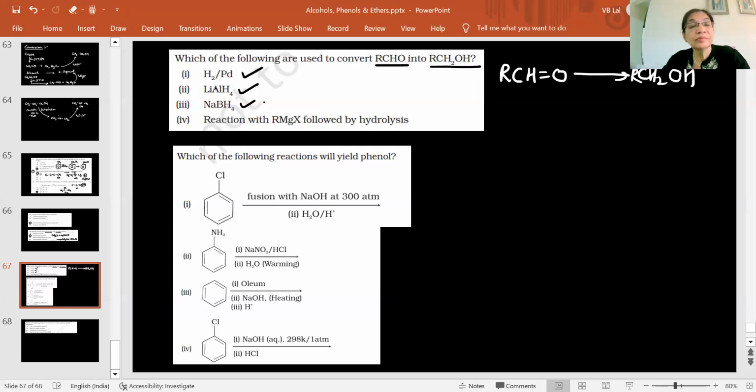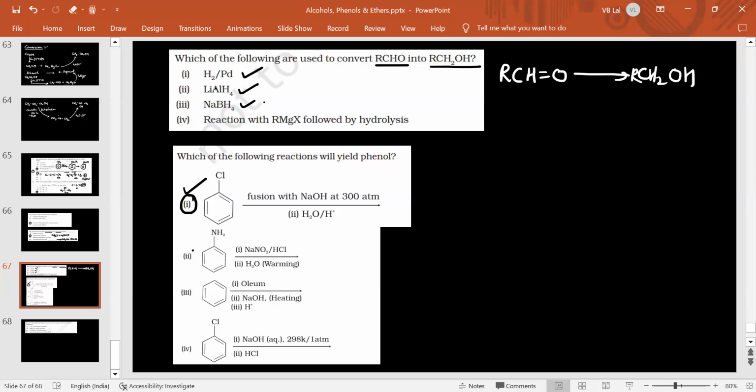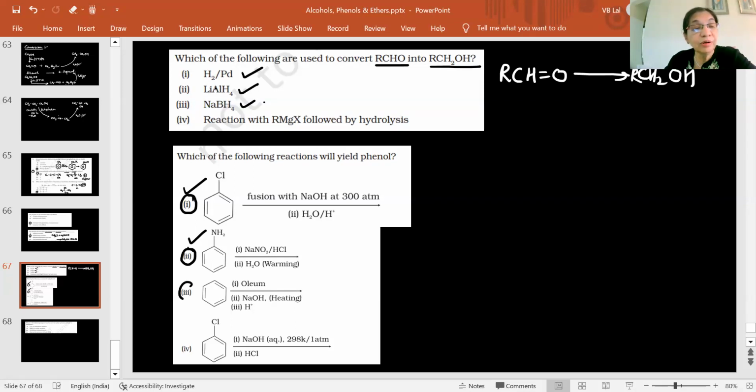Quickly. Yes, ma'am. Yes, the first one can give phenol. This is correct. What about the second one? Will it give phenol? Sai Kalyan, will it give phenol? Yes, ma'am. Yes, the second one will also give phenol. Third one, will it give phenol? Third one will also give phenol, right?